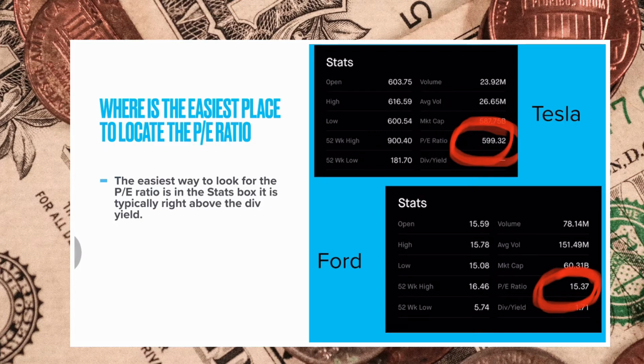So, right where I've highlighted, and you can see every company's got a different PE ratio because not every company's share price is the same price, and not every company's earnings per share is the same. So if you look at two different auto manufacturers, Tesla, their PE ratio is 599.32, and Ford is 15.37. So the multiple on Tesla is almost 600, whereas the multiple on Ford is only 15.